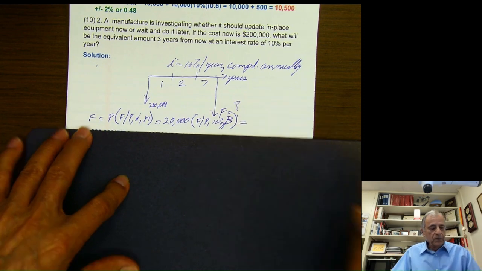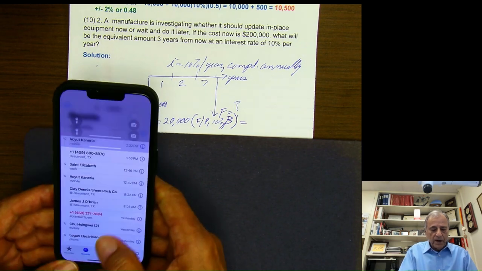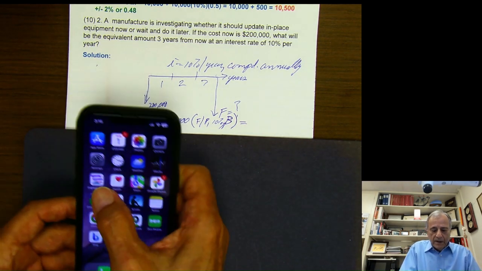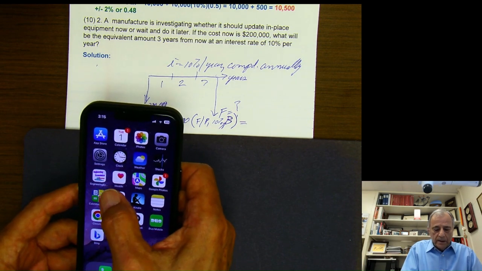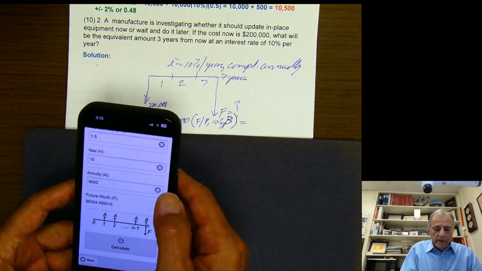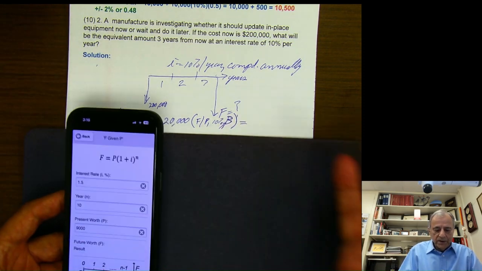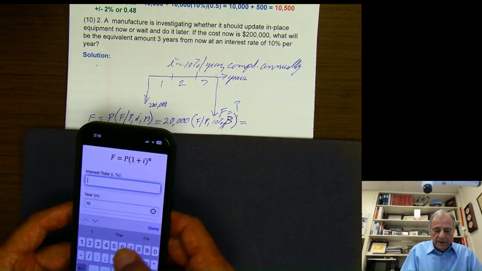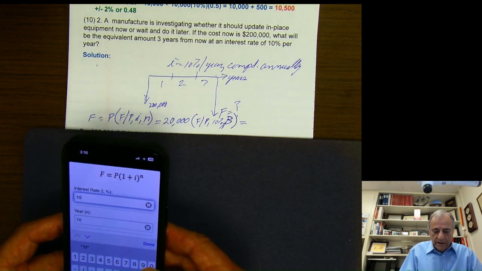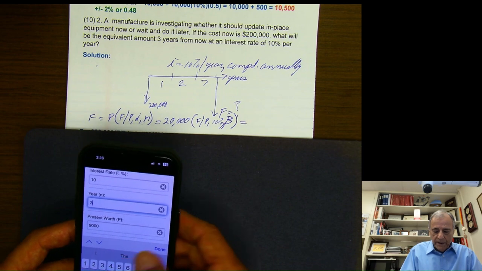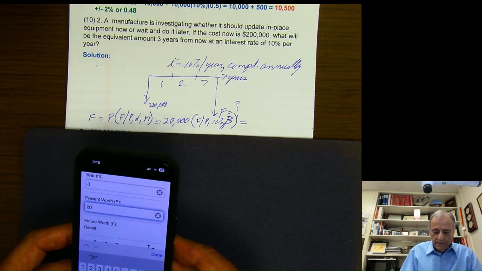And if you go into the Engineering Economics Career app, which I'll do now, I want to go to the future value of a present sum, which is the first one at the very top, and the interest rate is 10%, and the number of periods is 3, and the present worth is 200,000.